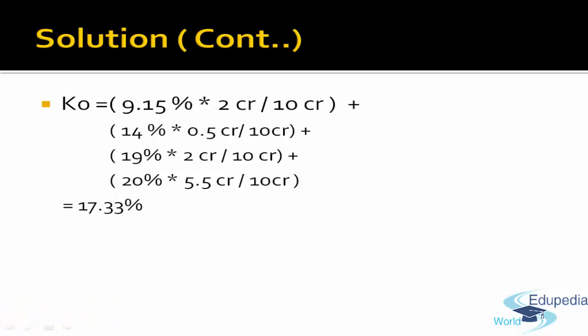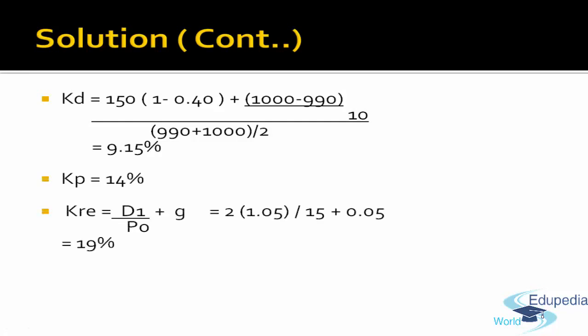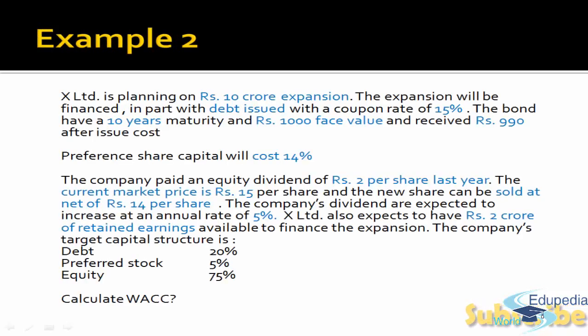Now you can observe that, basis the information given, we can compute the respective costs. I'm not going to discuss this in detail because in the earlier classes we have already discussed how to compute the respective costs. So cost of debt will be 9.95%. Cost of preference share is 14%. Cost of retained earnings. So let's get back to the question again.